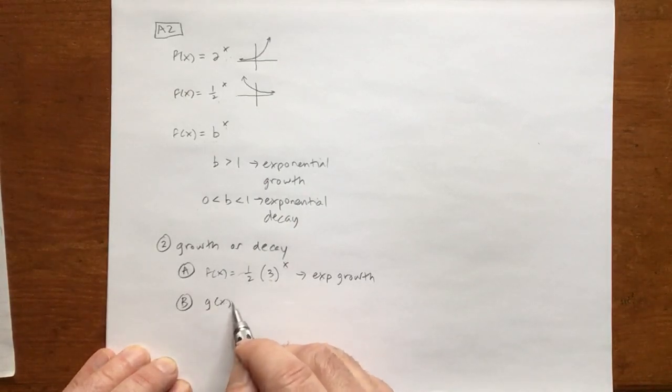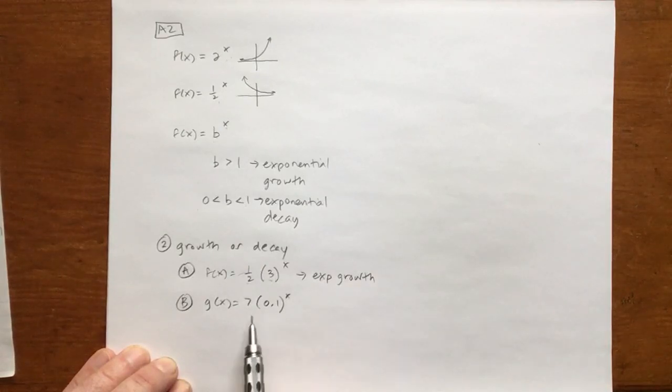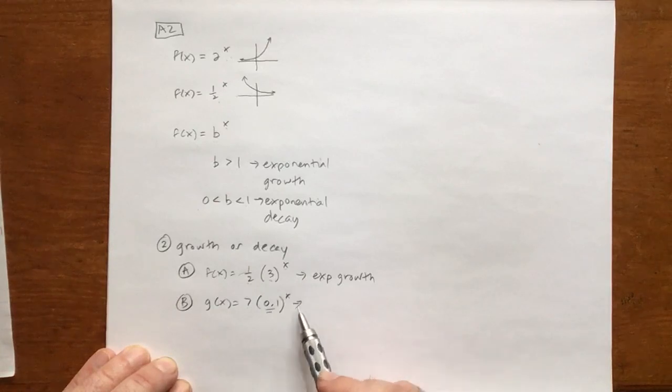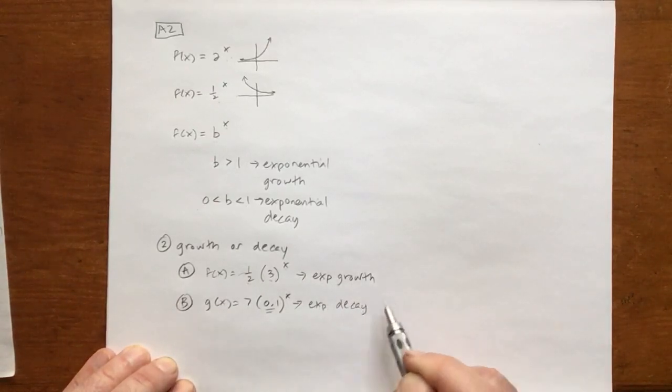Likewise on this, if I have g of x equals 7 times 0.1 to the x, okay, the 7 is the distractor. This is the important part, the base. Since it's between 0 and 1, we would have exponential decay.